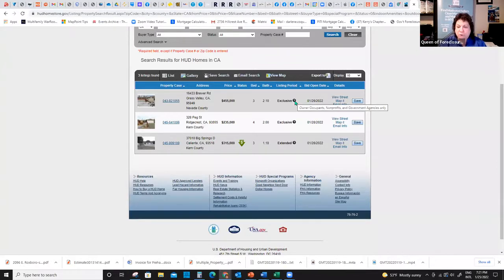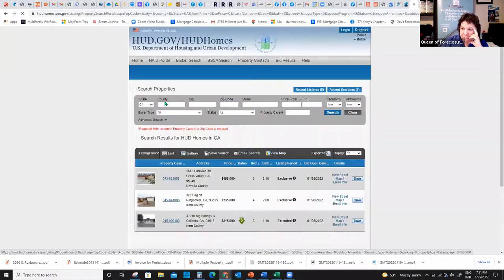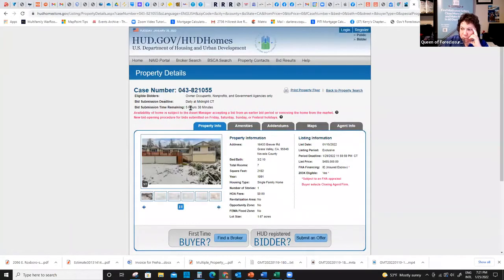It says this is for owner occupants, nonprofits, and government agencies only. This is what we call the first look period. So if you were on the exclusives, if you were to click on the HUD FHA number here, it shows you your submission deadline is daily at midnight Central Time. So there's 5 hours and 38 minutes left on this particular property.